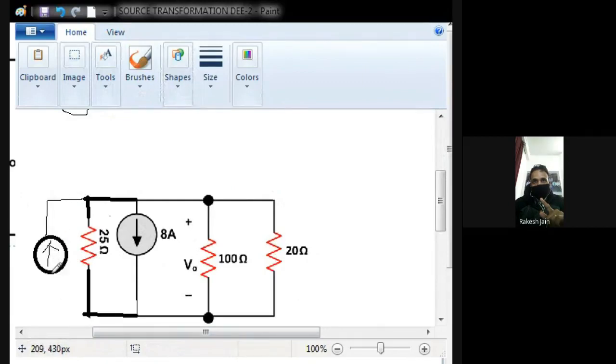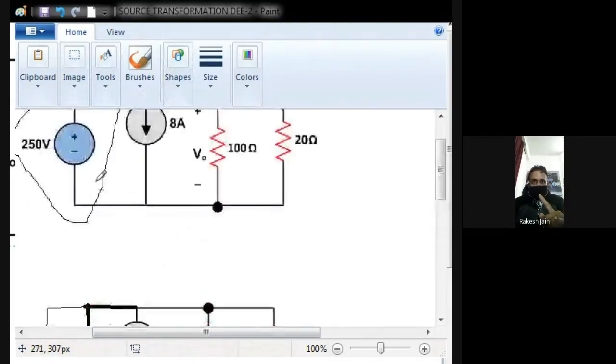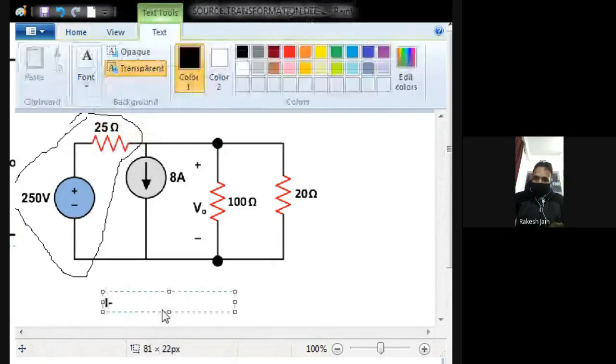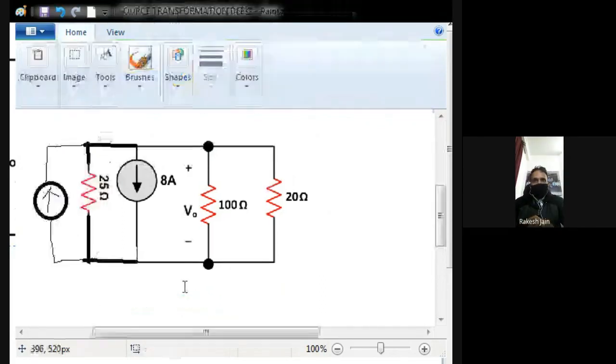What is the value of this current source? Because the voltage was 250 volt and the resistance was 25 ohm, I know from Ohm's law that V is equal to IR, so I is equal to V by R. What is V? 250 volt. What is R? 25. So I is equal to 250 divided by 25, which is 10 ampere. So the value of this current will be 10 ampere.